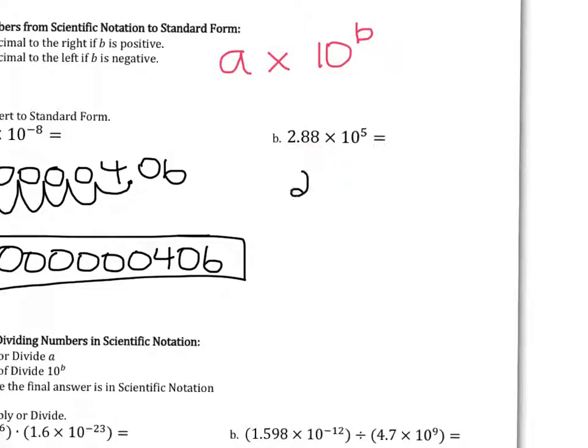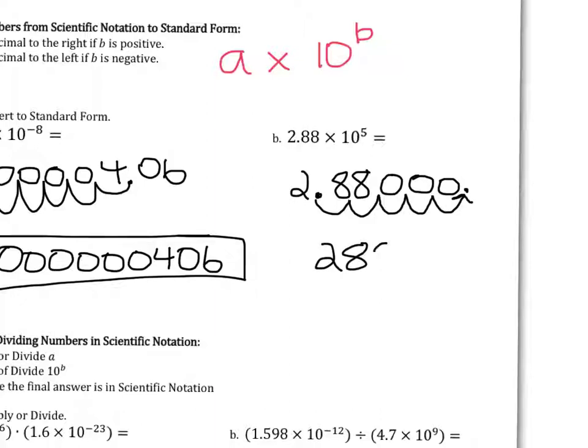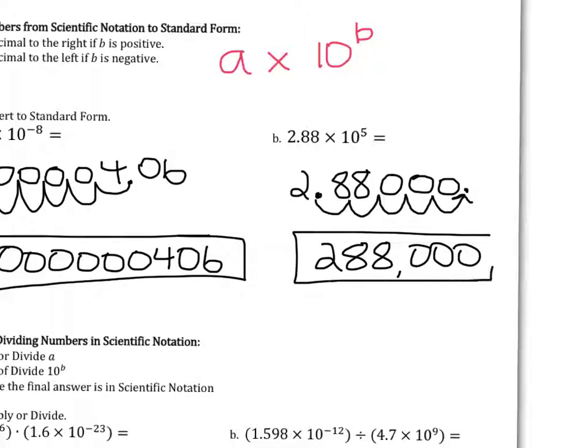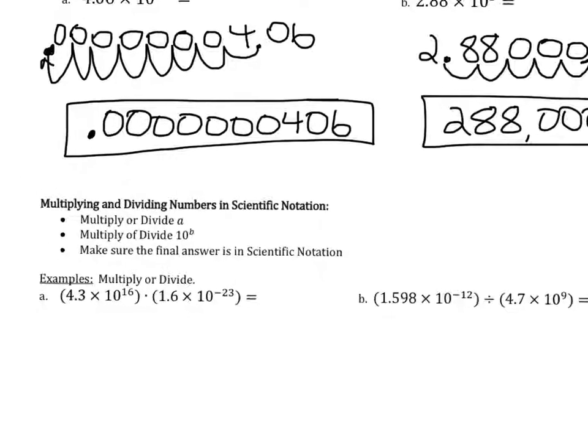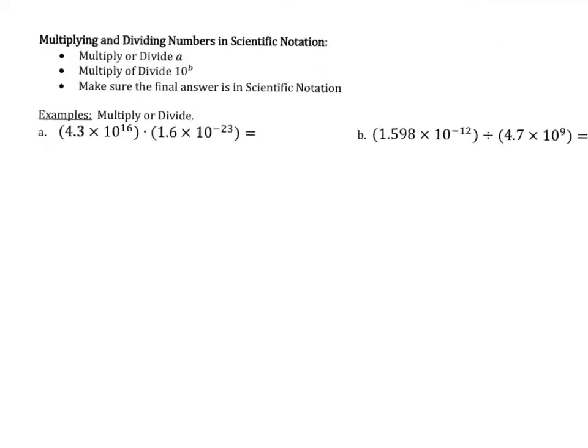So I'm going to take that 2.88 and go to the right 5 units, 3, 4, 5, and my decimal will be right here. And again, fill in those zeros because they're always going to be necessary here. And so my final result will be 288,000.